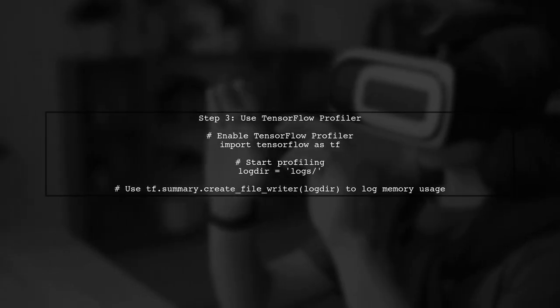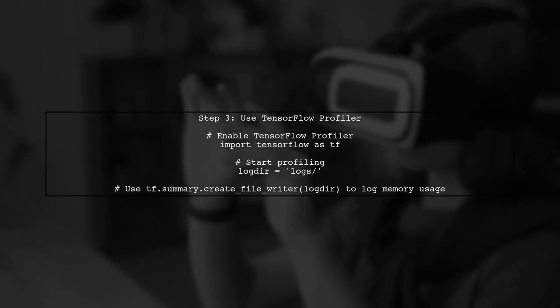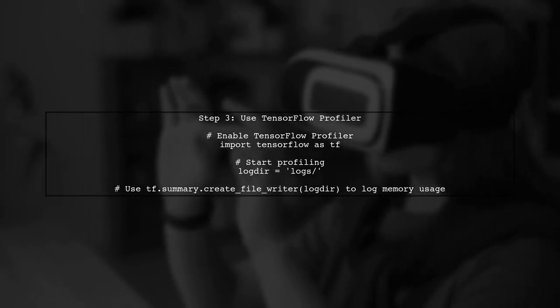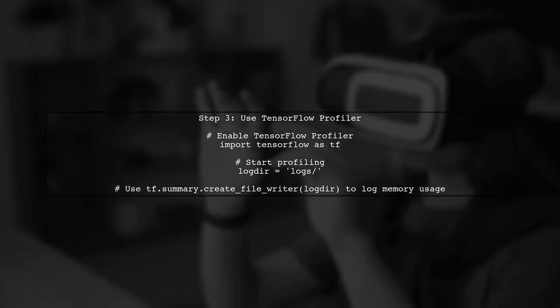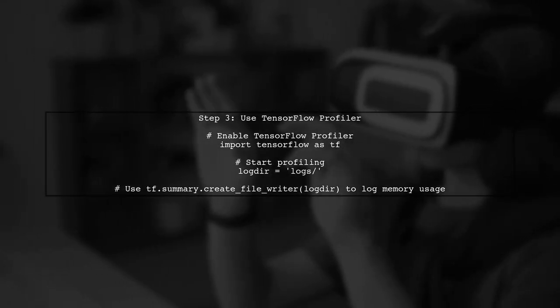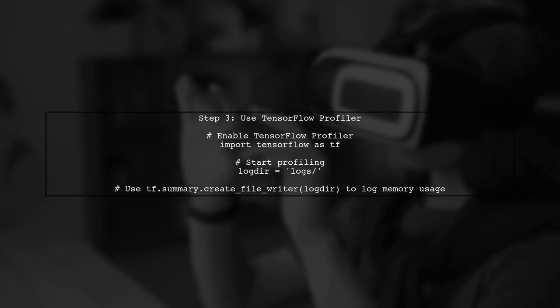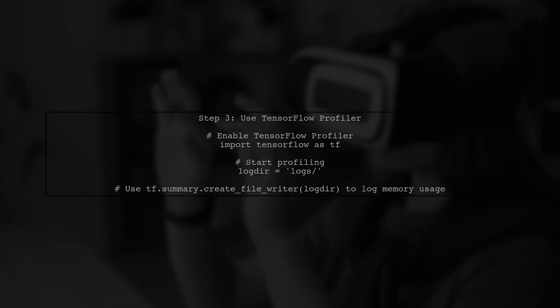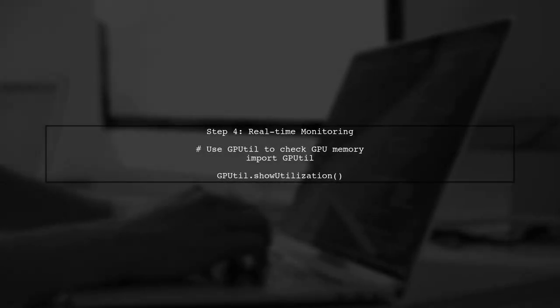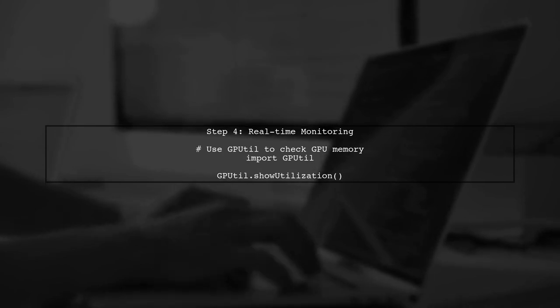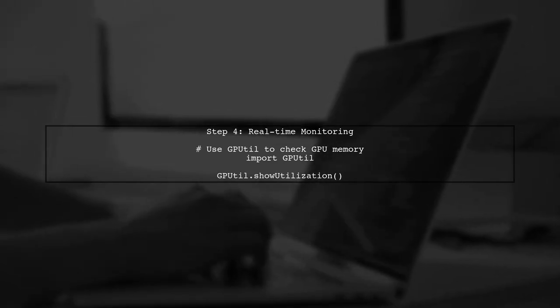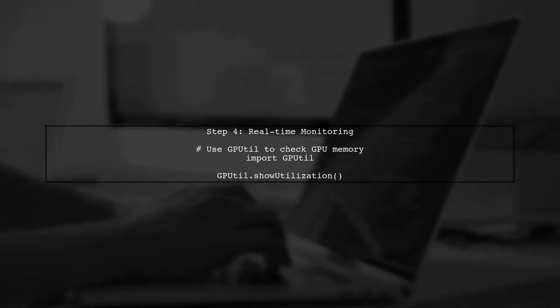Additionally, you can use the TensorFlow Profiler to get detailed insights into memory usage. This tool provides a comprehensive view of how much memory each operation is using. Finally, if you want to see real-time memory usage, consider using third-party tools like GPUtil or NVIDIA SMI with specific flags to monitor memory consumption during training.